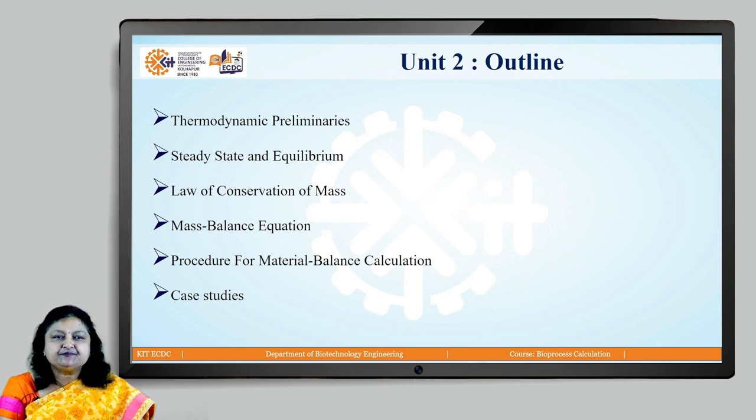Then we discussed steady state and equilibrium, and then we discussed the law of conservation of mass. Based on the law of conservation of mass, we have derived the general mass balance equation. And now we will discuss the procedure for material balance calculation, and then we apply this procedure to one of the case studies.